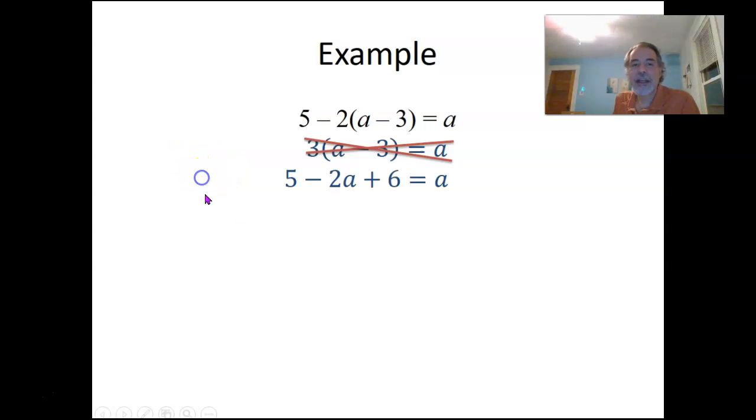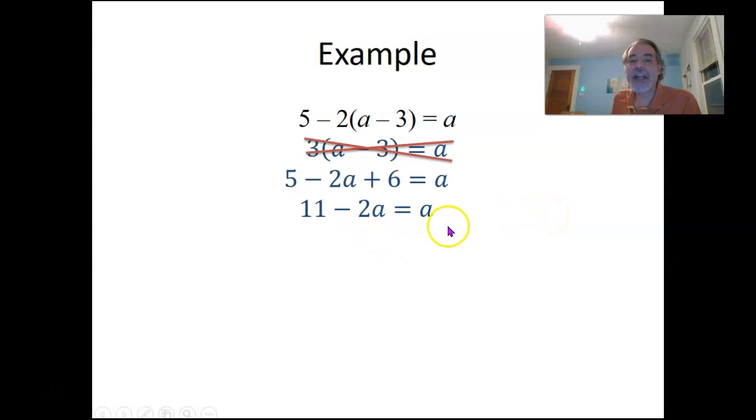So when we do that, we get 5 minus 2a, and then minus 2 times minus 3 is plus 6. Careful, remember when you have a minus times a minus, it's a plus. Now, do you see any like terms on the same side of the equation that we can go ahead and combine? Aha, there's a 5 and a 6. 3 terms altogether, 2 of them are like one another because they're just constant terms, so we can combine those into 11 minus 2a equals a.